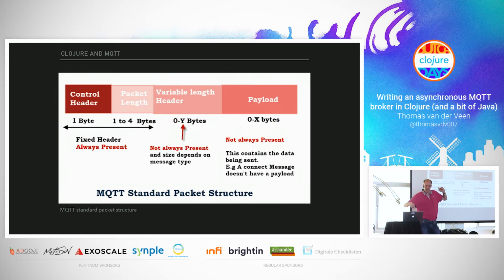This is a quick example of an MQTT packet. There's a control header, which starts with 1 byte, then there's 1 to 4 bytes which encode the packet length, then there are 0 to y bytes, the variable length header, and there's the payload. And as you see, these are all variable. You have to read the packet bit by bit, basically, and byte by byte, and figure out what's coming next, which is not particularly nice.